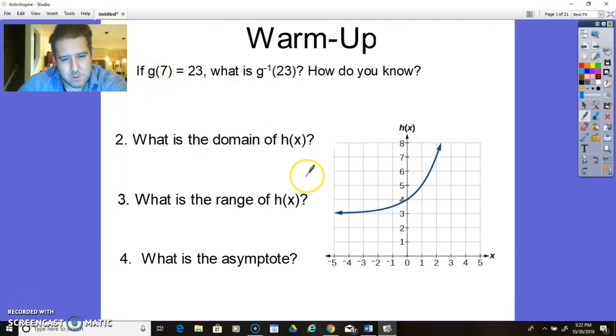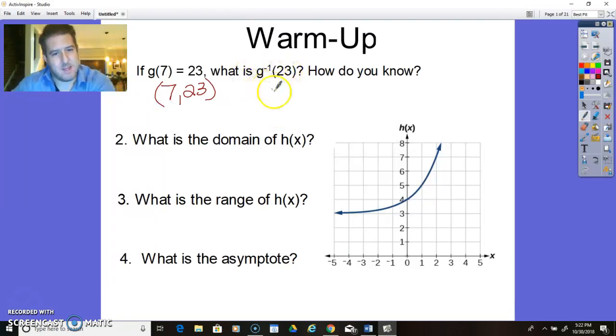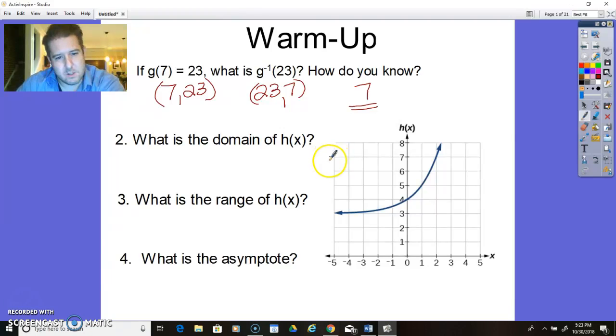So in this case, we're doing a warm-up with an exponential equation. If g of 7 is 23, we know that by the coordinate (7, 23). And we would know its inverse, g inverse of 23. The inverse would always be the same x and y's, but reversed. So that's (23, 7). So g inverse of 23 would have to be 7. 7 is your answer.